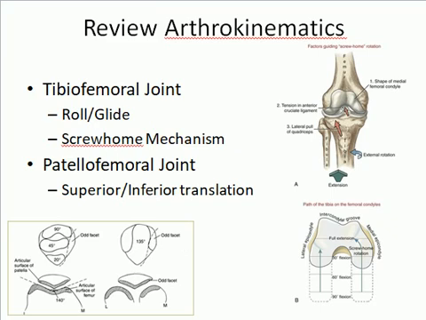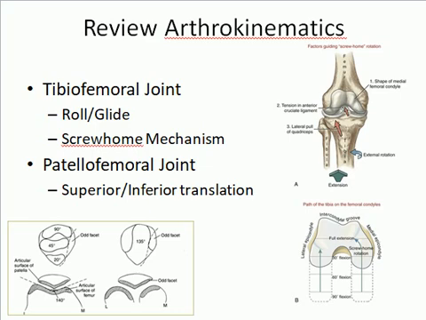Arthrokinematically, review your tibiofemoral joint and patellofemoral joint arthrokinematics. You're going to be able to utilize those for treatment in maybe changing range of motion issues that you'll find with the knee. Very commonly, we're going to see a lack of extension range of motion with a lot of diagnoses at the knee, especially arthritic changes, ligamentous damage, those kinds of things.